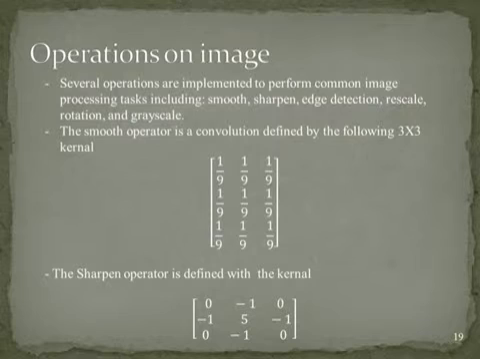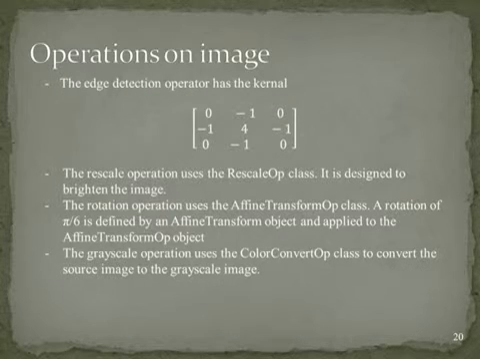Several operations are implemented to perform common image processing tasks, including smooth, sharpen, edge detection, rescale, rotation, and grayscale. As we saw before, the smoothing operation is the convolution defined by the following 3 by 3 kernel, where all its values are 1 over 9. So using this, it will make the average of a pixel. The sharpening operator is defined by the following kernel, which is 0, minus 1, 0, minus 1, 5, minus 1, and 0, minus 1, 0. The edge detection operator is also defined by 0, minus 1, 0, minus 1, 4, minus 1, 0, minus 1, 0.